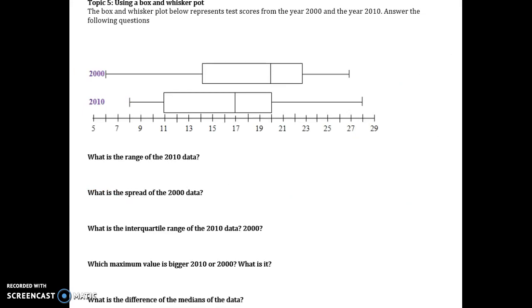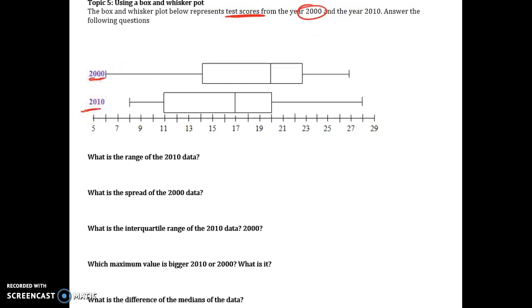Now let's talk about how to use a box and whisker plot. So we can make our own, or we can make conclusions based on a box and whisker plot that we see. These box and whisker plots are representing test scores from the year 2000 and the year 2010.